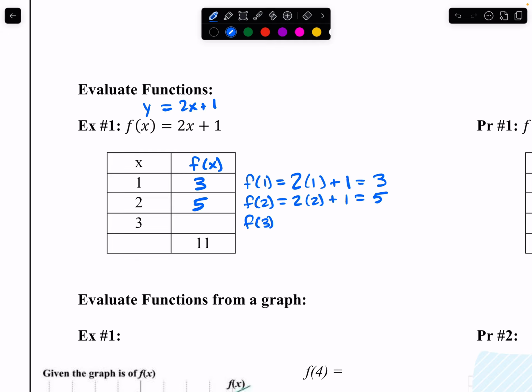Let's try our last one here. If the input is 3, what's f of 3? That's going to be 2 times 3 plus 1. That's going to be 6 plus 1, which is 7.